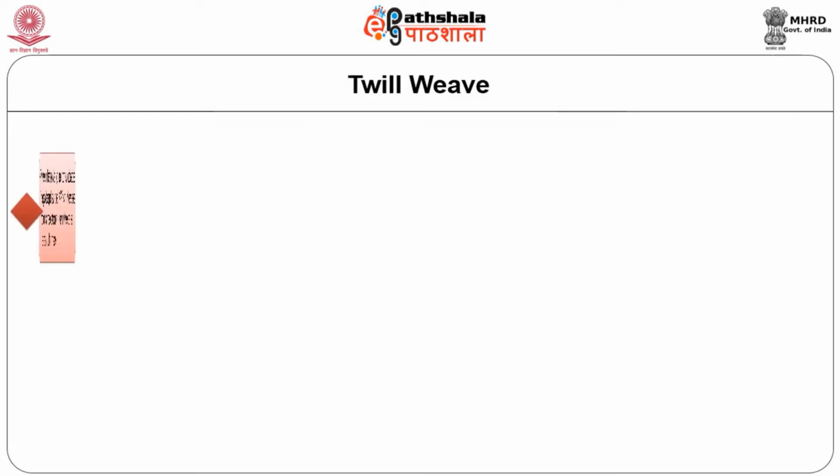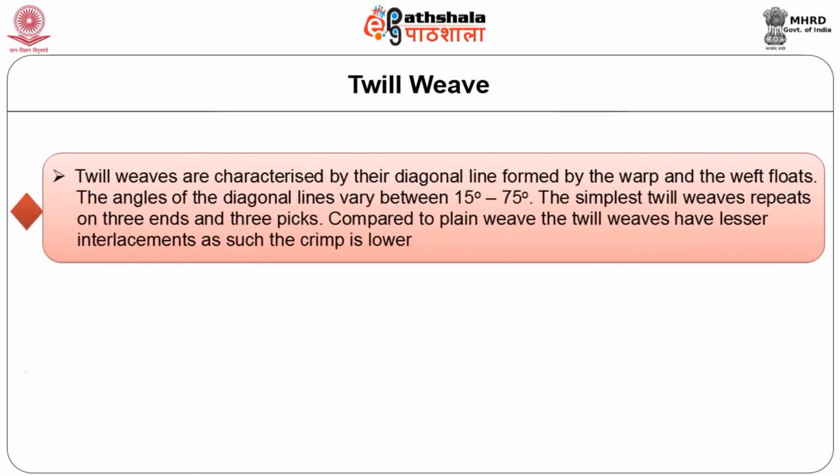We are coming to the second basic weave, which is the twill weave. Twill weaves are characterized by the diagonal line formed across from left to right or from right to left. The angle of twill varies between 15 to 75 degrees. The simplest twill weave repeats on 3 ends and 3 picks. Compared to plain weave, the twill weaves have fewer interlacements and the crimp is lower.